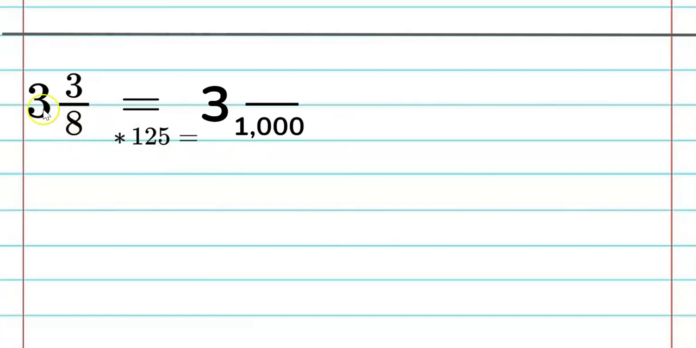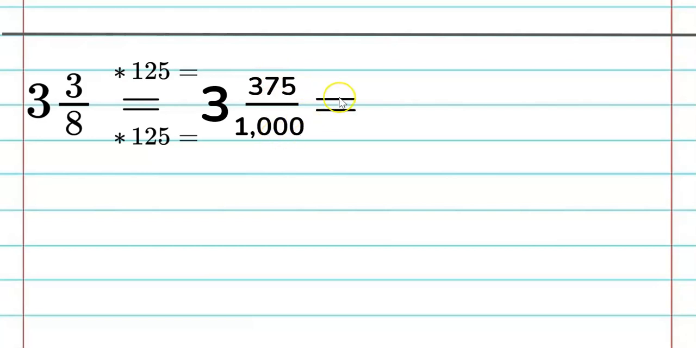Anytime we have an 8 in the denominator and we need to turn it into a decimal, we have to get to our tenths, hundredths, or thousandths place. Always remember 8 times 125 is 1000. Remember, whatever we do to the denominator, we have to do to the numerator. 3 times 125 is 375. So now I have 3 and 375 thousandths. That I can write as a decimal.